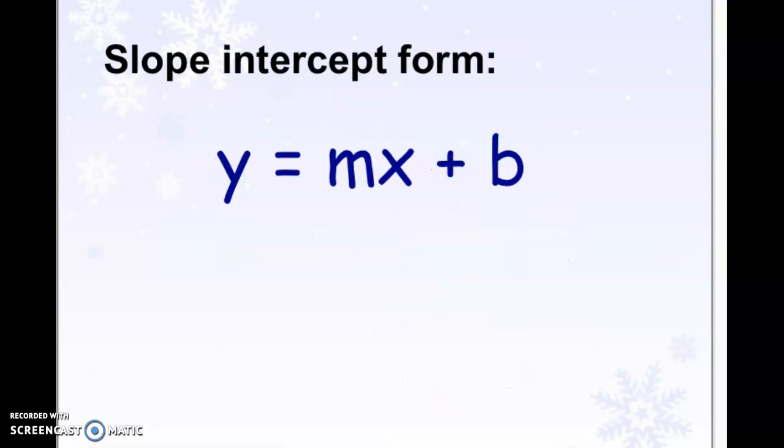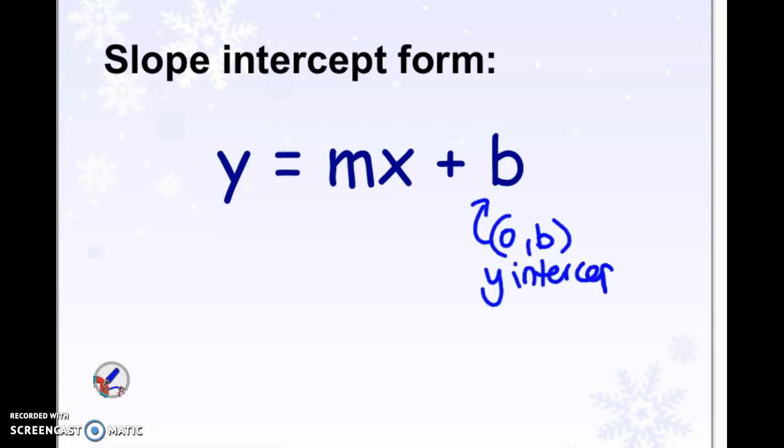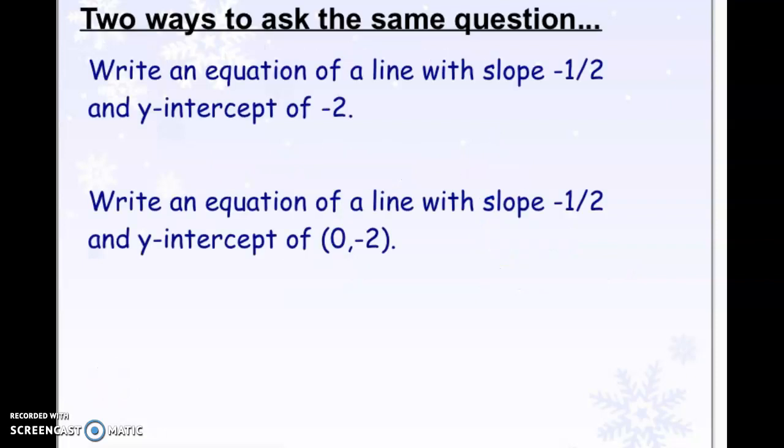Slope-intercept form, where 0, b is your y-intercept, and m is your slope. These 2 questions ask the exact same thing, just in a slightly different way. Writing an equation with a given slope and a given intercept, you're really just plugging these 2 things in.